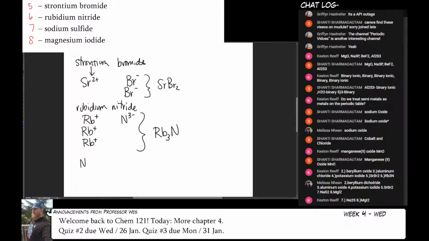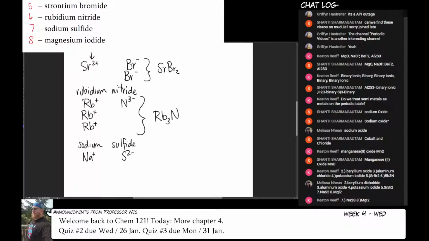We've got sodium. Oops, hold on. Sodium. I'm writing out the names, not the formulas. Sulfide. So sodium is this. Sulfide is that. I need another sodium to counteract the charges, so I've got 2 positives and 2 negatives. Na2S.